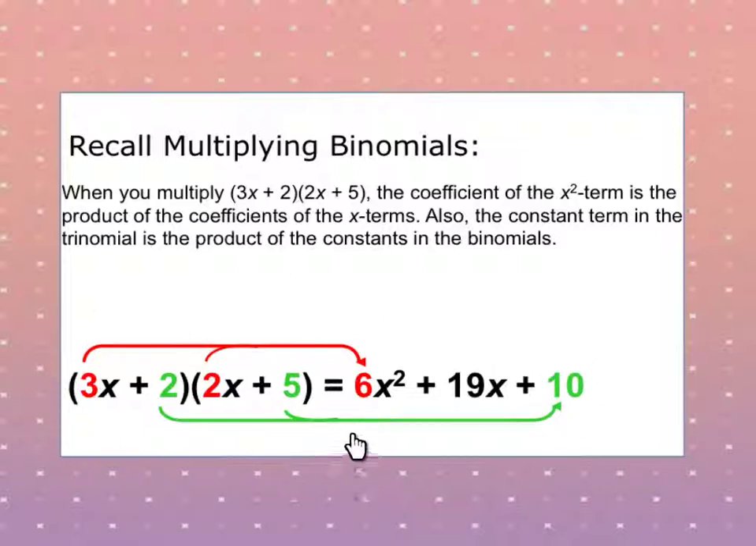This is just something you should notice when we multiplied in chapter 7, and now we're going to work our way backwards. We're going to go from this trinomial to the factored form. But notice the similarities.